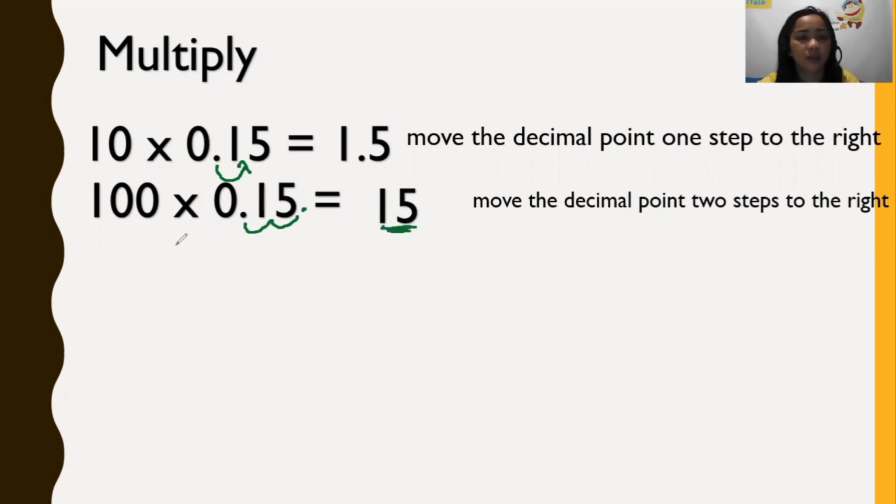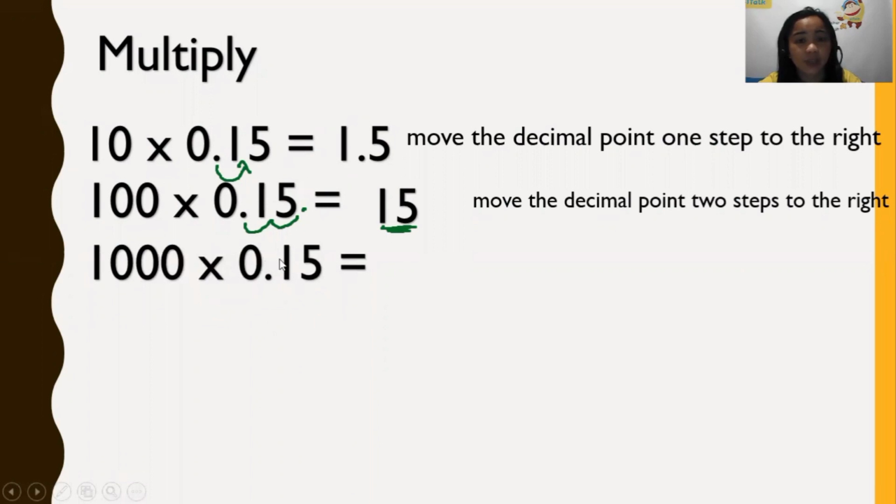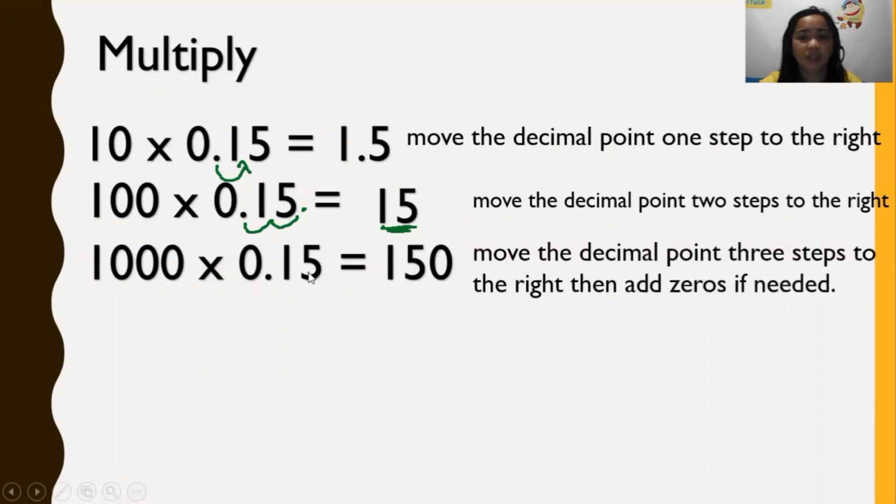Now let's have another example. 1,000 times 15 hundredths. The answer is 150. Move the decimal point 3 places to the right and then add 0 if possible. Here, 3 places: 1, 2, 3. We are short by one place, so we need to add a placeholder which is 0. So, the answer is 150.